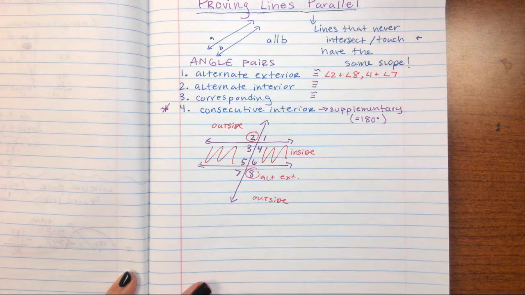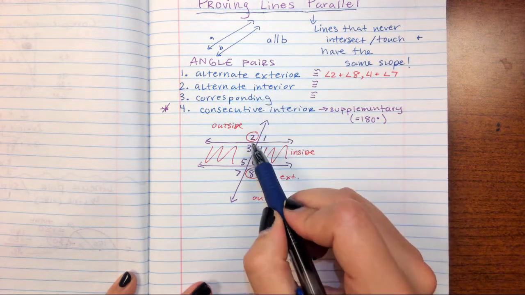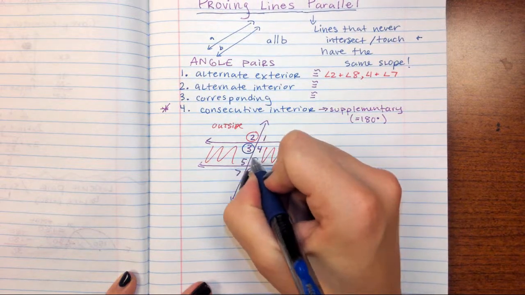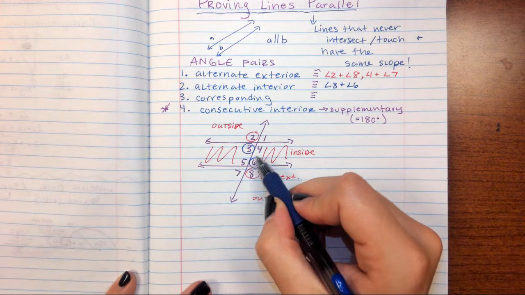An example of alternate interior angles is going to be on opposite sides, but they're going to be on the interior. So it would be something like 3 and 6, opposite sides, or 4 and 5.